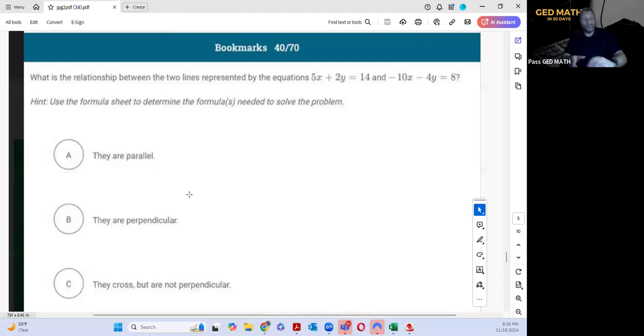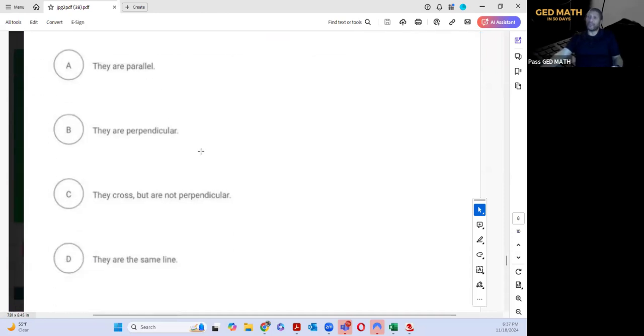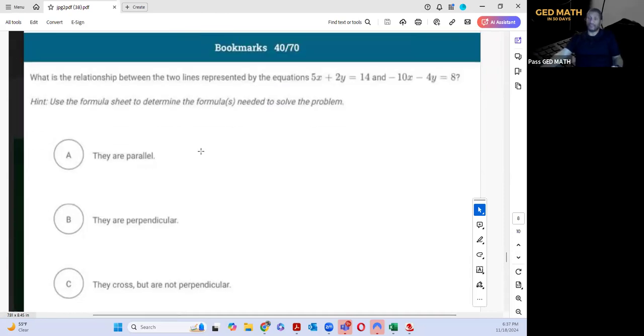And this is what's going to happen to you in the exam. You're going to sit there and look at that, because you know how to find a slope. You know how to find a y-intercept. But how do I do this problem? How do I answer this question? What is the relationship? Well, first of all, let's look at our answers. They are parallel, they are perpendicular, they cross but are not perpendicular, they are the same line.